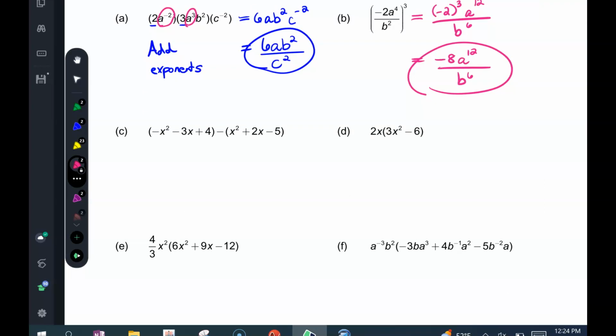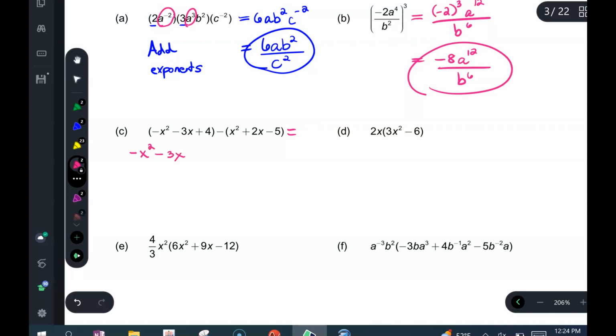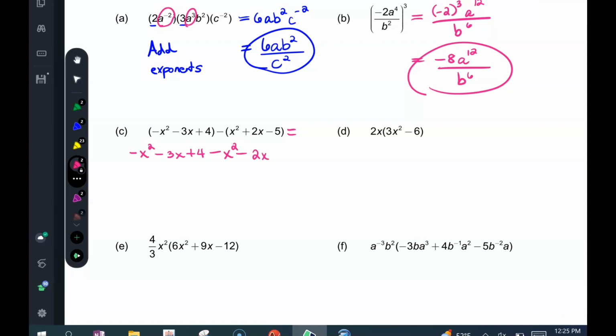Okay, so we have a variety here. This is probably an easier problem because we're just subtracting two polynomials. So I'm just going to rewrite this as -x squared minus 3x plus 4, just kind of removing the parentheses. And if I'm subtracting, I want to just make sure I'm subtracting every part of the other polynomial. So I have -x squared minus 2x, and then what? Plus 5, good.